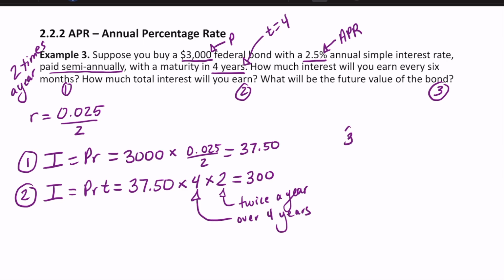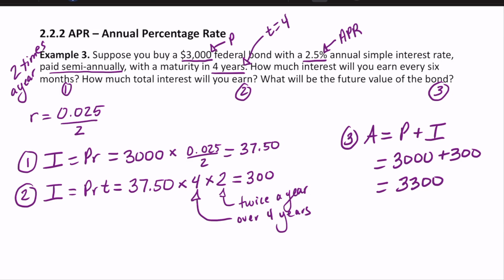And the last thing we want to figure out is our total value, which is when we add the principal amount with the interest earned, and that's going to be $3,300.